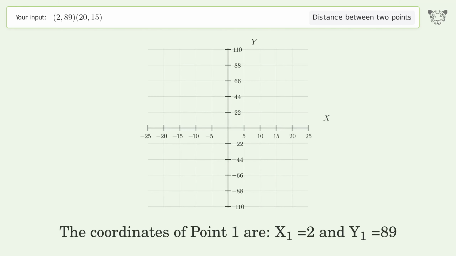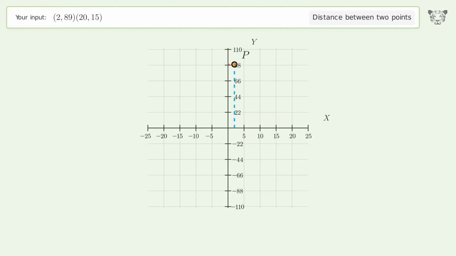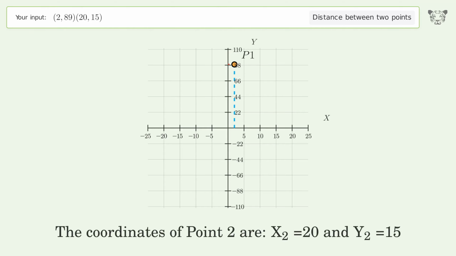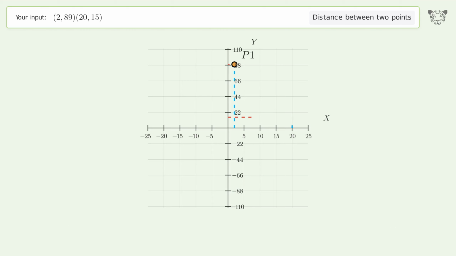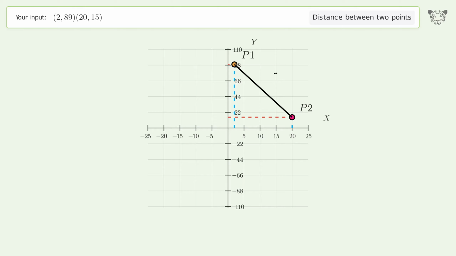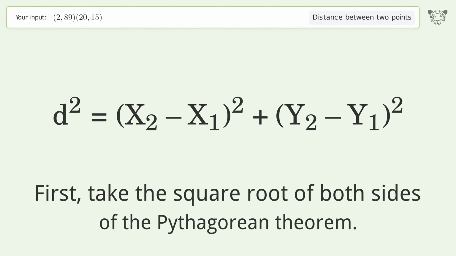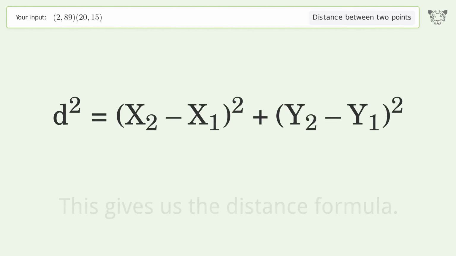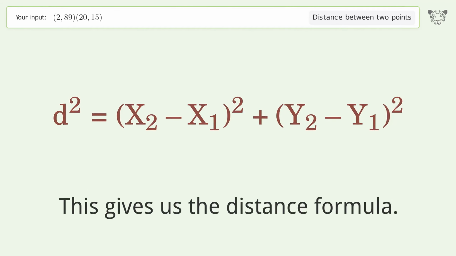The coordinates of point 1 are, x1 equals 2 and y1 equals 89. The coordinates of point 2 are, x2 equals 20 and y2 equals 15. D is the distance between the 2 points. First, take the square root of both sides of the Pythagorean theorem. This gives us the distance formula.